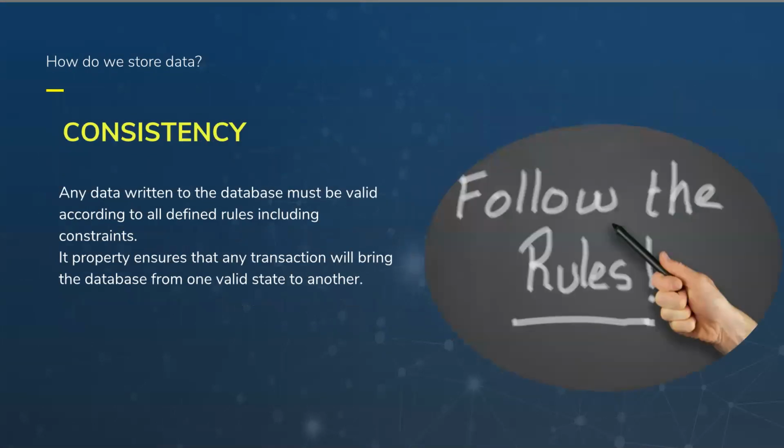The second principle is consistency. Any data written to the database must be valid according to all defining rules, including constraints. And there is something important. This property ensures that any transaction will bring the database from one valid state to another valid state.